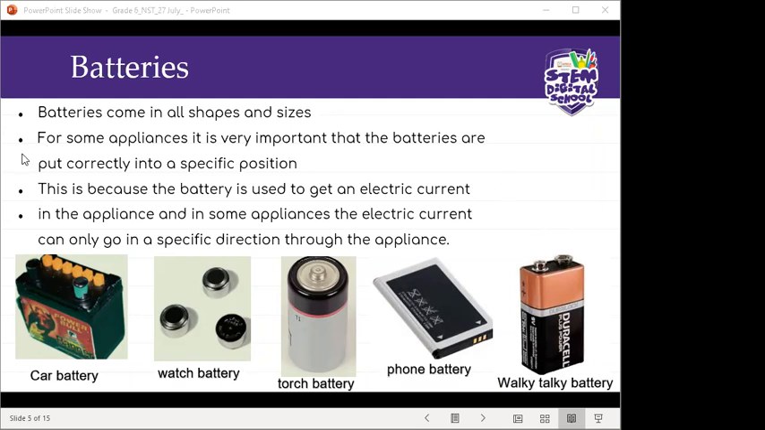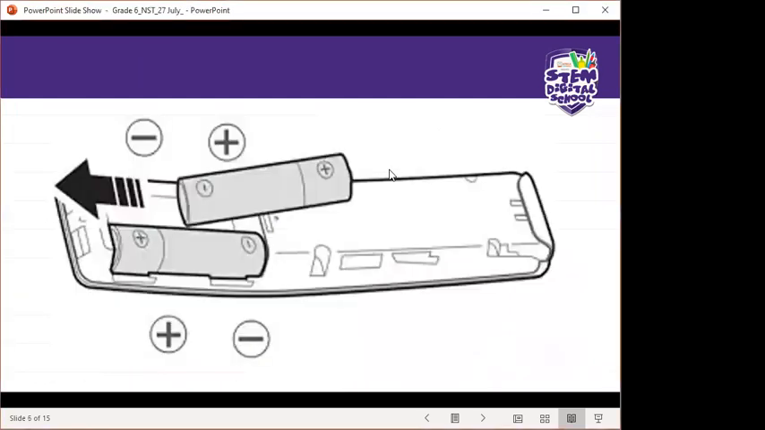Okay, so if we just look at the second point again, it says that for some appliances, it is very important that the batteries are put correctly into a specific position. And we can see that here with the directions, that in this particular remote, it requires the positive end here and the negative end should be there. And then on the other side, there should be a negative and the positive. All right.